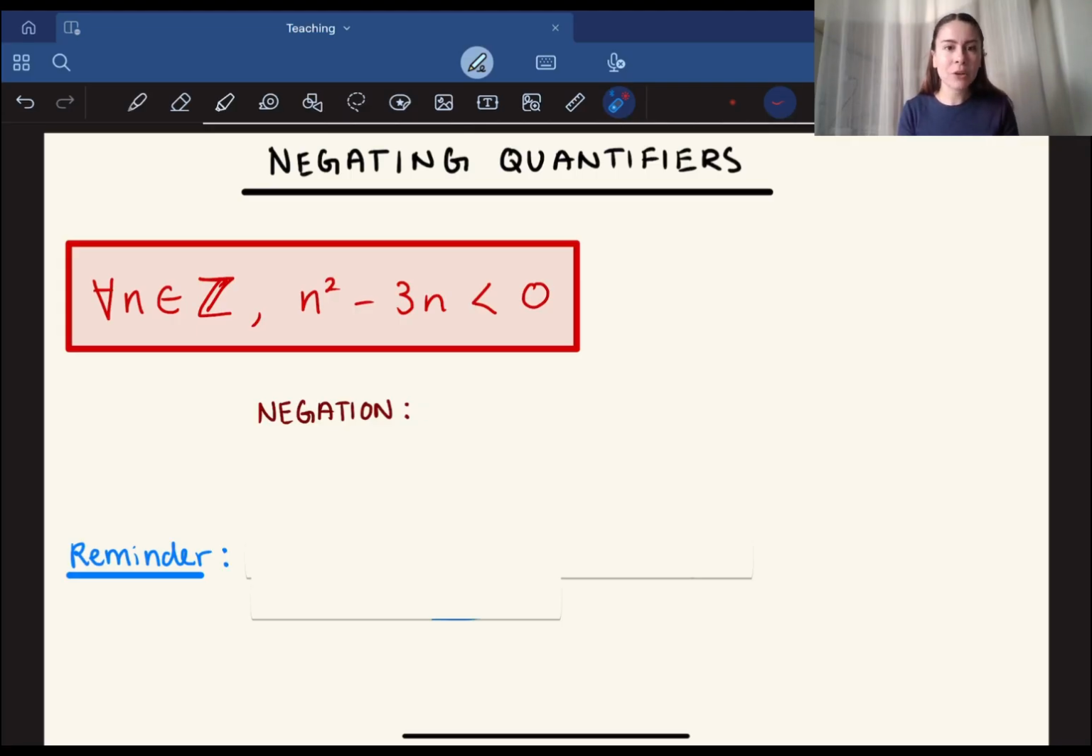Well, if we test out a few integers, let's say 1, for example, we have 1 squared minus 3 times 1, which is negative 2, which is strictly less than 0. If we test 2, we have 2 squared, which is 4, minus 3 times 2. 4 minus 6 is negative 2, which is also strictly less than 0. But let's see 3, for example. If we take this one step further, we have 3 squared minus 3 times 3, which is also 3 squared. So we have 3 squared minus 3 squared. Well, that gives us 0, which is not strictly less than 0.